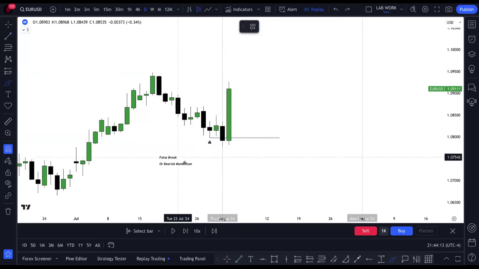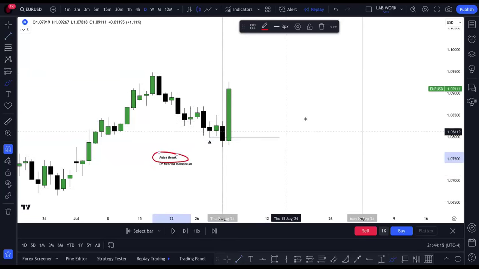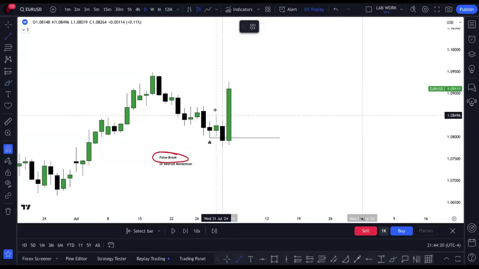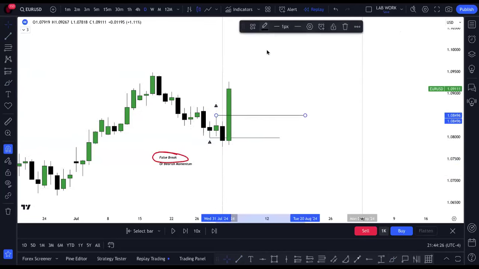Because now I'm going to be like, okay, it's not bearish momentum. It's probably a false break. I'm like, okay, we're probably working with a buy here, because now price runs what? A buy side liquidity pool here. Let's make it red. Make this blue.